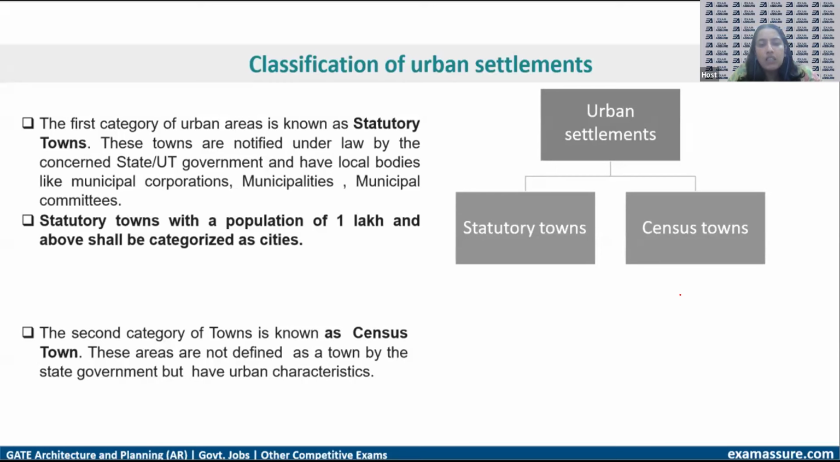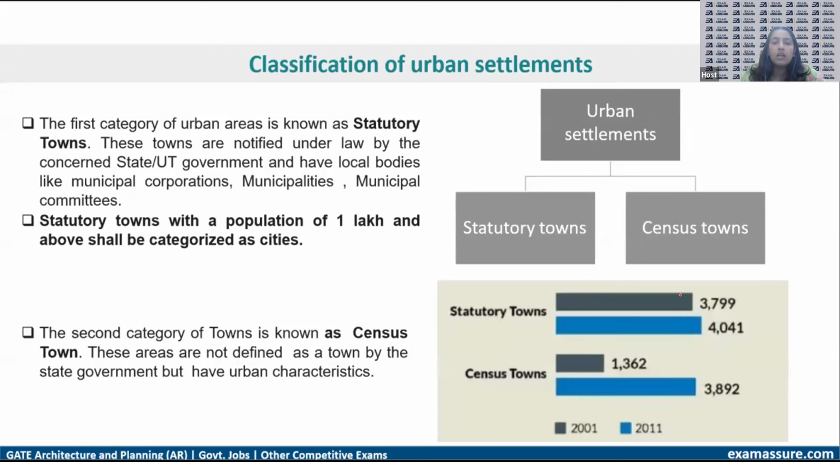And other than that, the rest of them are your census towns, where again, the definition of 5,000, 75%, and 400% per square kilometer would apply over here. Okay. Now, if we see as of 2011, we had 4,041 statutory towns in India and 3,892 census towns in India. So there is a drastic increase with respect to the census towns that has been seen from 2001 to 2011.